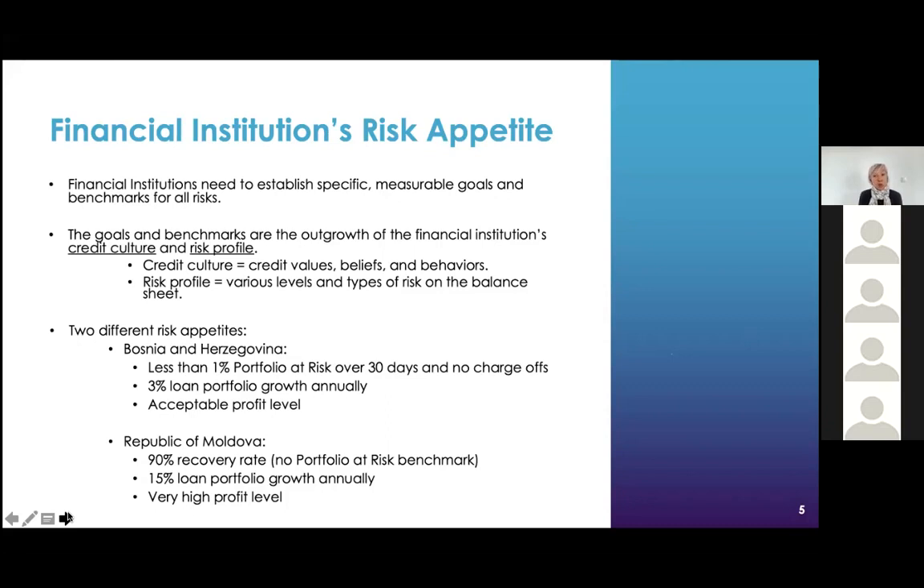They had a very good collections department. They also wanted 15% loan portfolio growth annually, a very high portfolio growth, and very high profit level. Okay. So what we could say is the institution in Bosnia probably wanted low risk, right? A low risk appetite. And the Republic of Moldova, they had a high risk appetite. Let me tell you the differences of these institutions.